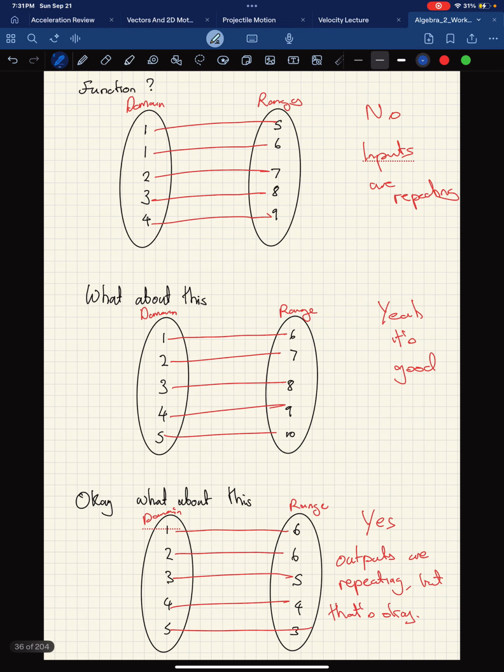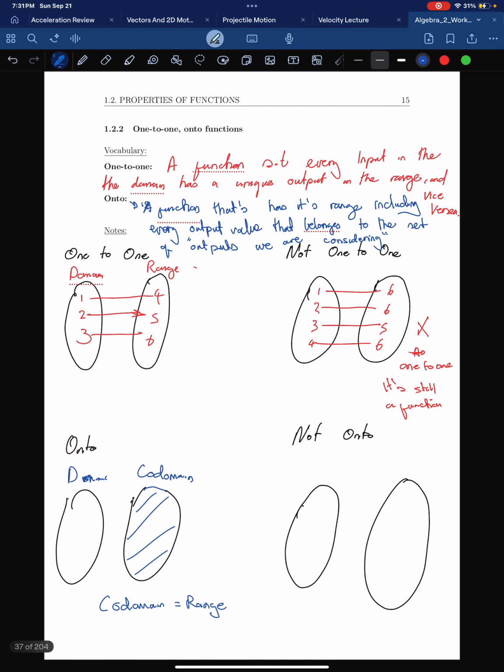Like here, for my codomain, I can say I wanted this set of numbers 5, 6, 7, 8, 9, the numbers I'm interested in. So that will be the codomain.